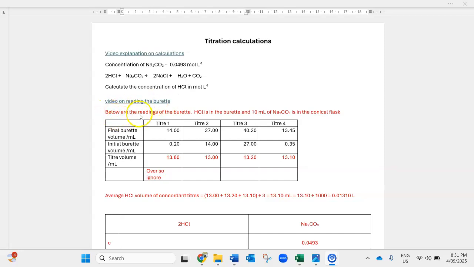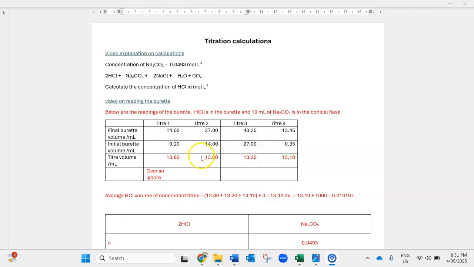Below are the readings of the burette, and that's the link to a video on how to read a burette. HCl is in the burette, and 10 milliliters of sodium carbonate is in the conical flask. The black figures are the results, and the titer volume each time is simply the difference between the final and the initial. So 14.00 minus 0.20 is 13.8. 27 minus 14 is 13, etc.